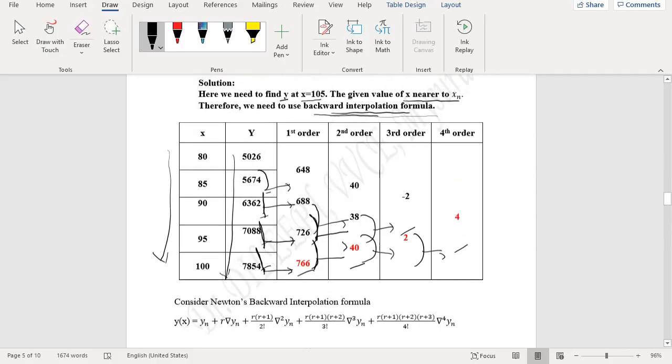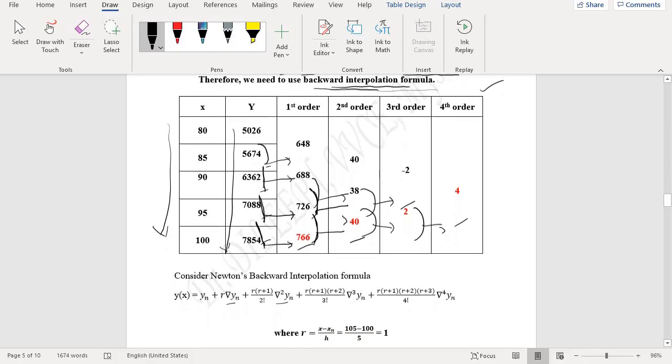You know the formula already. yn plus r into del yn plus r into r plus 1 by 2 factorial into del square. Remember here we are using r into r plus 1 up to 4th order because I am defining up to 4th order. Now what is the formula to find out r here? x minus xn divided by step length. What is the step length? The difference between the consecutive values of x. The difference is here 5, 5, 5, 5. So consider the step length as 5.